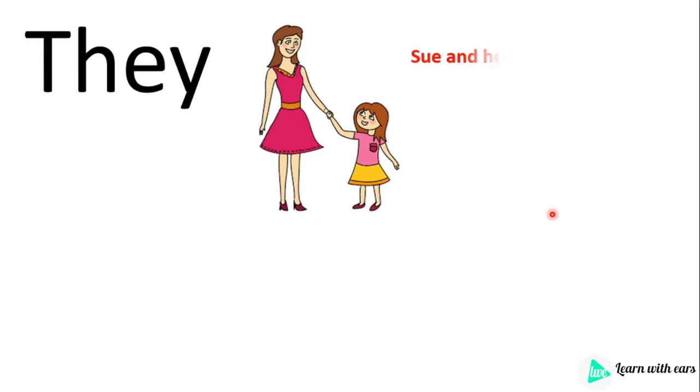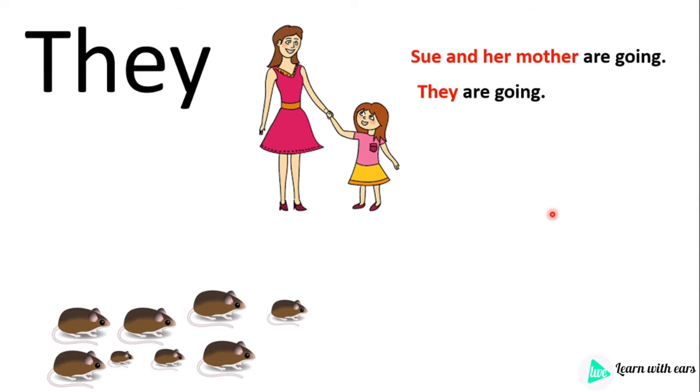Now next is they. We use they for plural. Sue and her mother are going. We can say they are going. These are mice. Okay. Mice are brown. Mice is plural. Okay. So we can say they. They are brown.